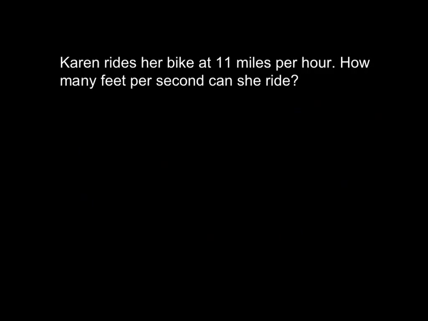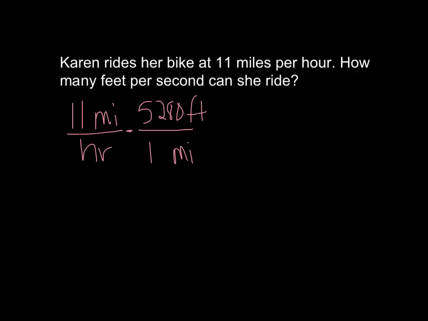Next one: Karen rides her bike at 11 miles per hour. How many feet per second can she ride? So this is like the first one. She's riding 11 miles per hour, and we want to go to feet per second. Let's get rid of our miles first. There's 5,280 feet in 1 mile. My miles cancel, and I'm left with 58,080 feet per hour.